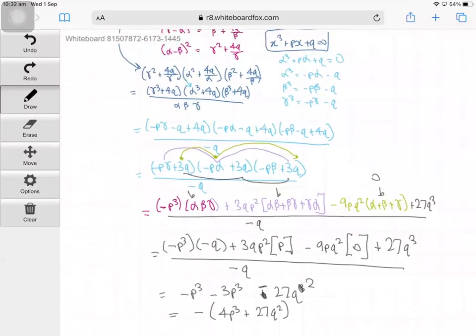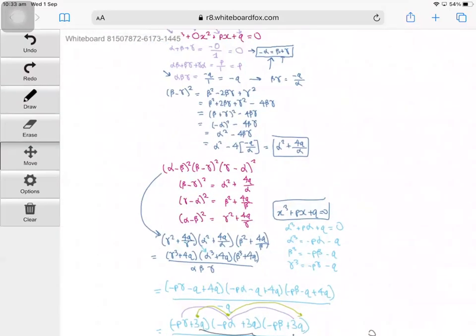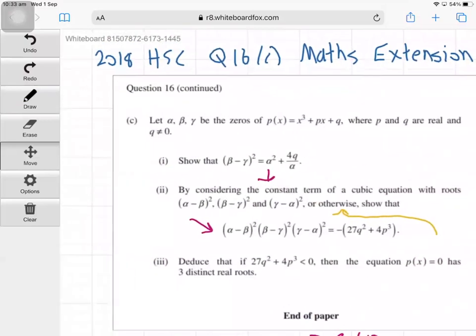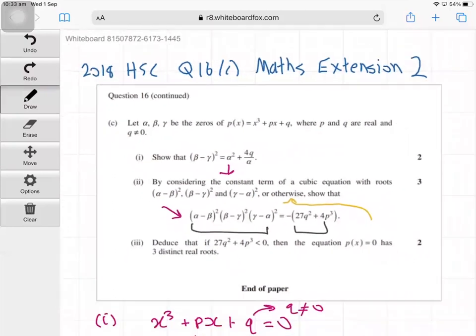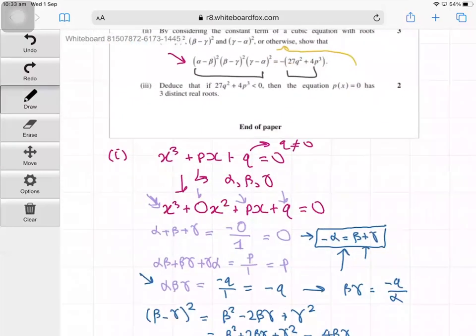Okay, and that completes the second part. So for the second part, we've proven this left-hand side over here is equal to the right-hand side. Okay, so part 2 is complete.